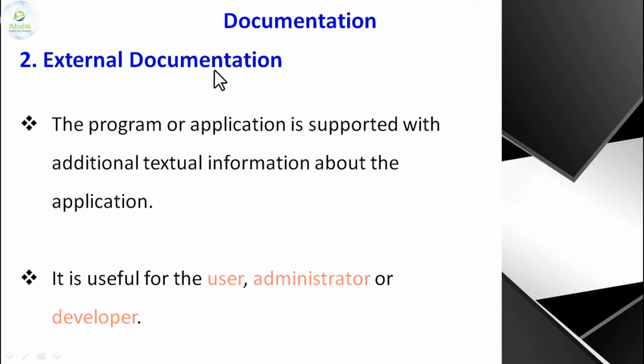The external documentation is the second category of documentation, which we referred to in the introduction. That is, the program or the application is supported by additional textual information about the application, like what it is used for, like user manuals. When you go to purchase certain things, you will have a user manual on how to use it, how to operate the machine. Like when you buy a new AC, you will get a user manual on how to turn it on, with what the different buttons on the remote control are and what their functionality is. Though there will be a real-time demo by the demonstrator, there will also be a manual.